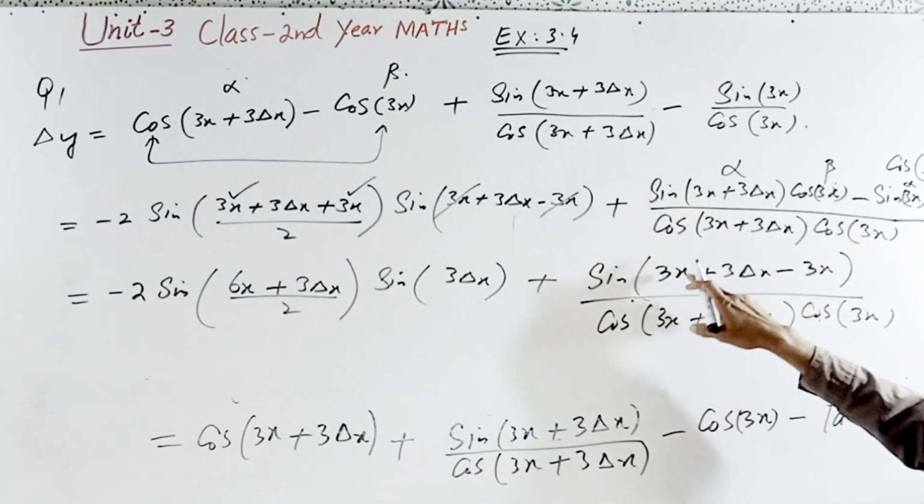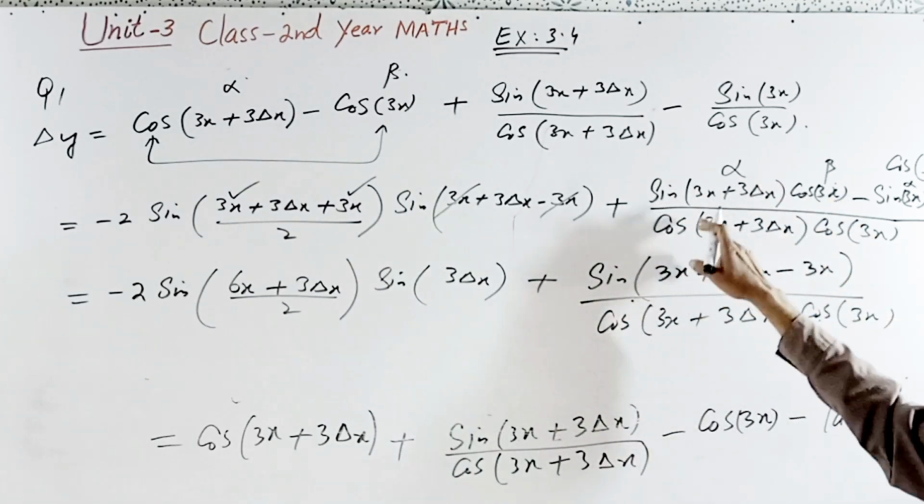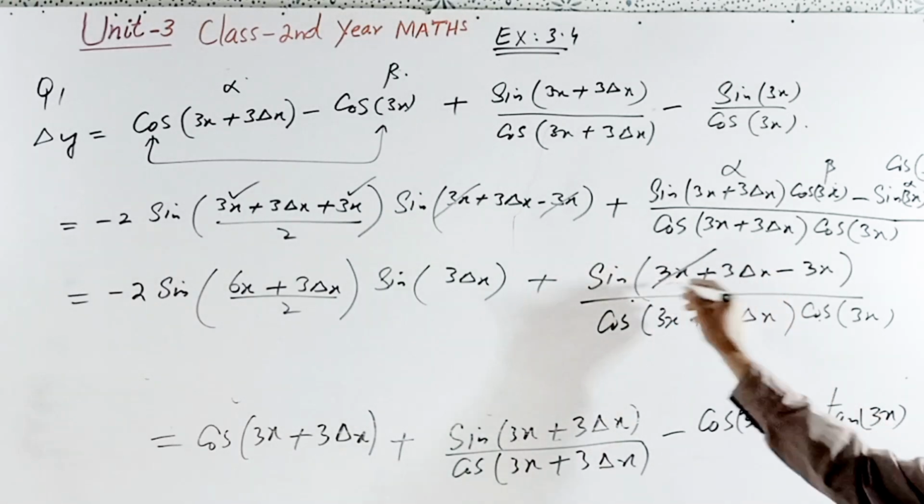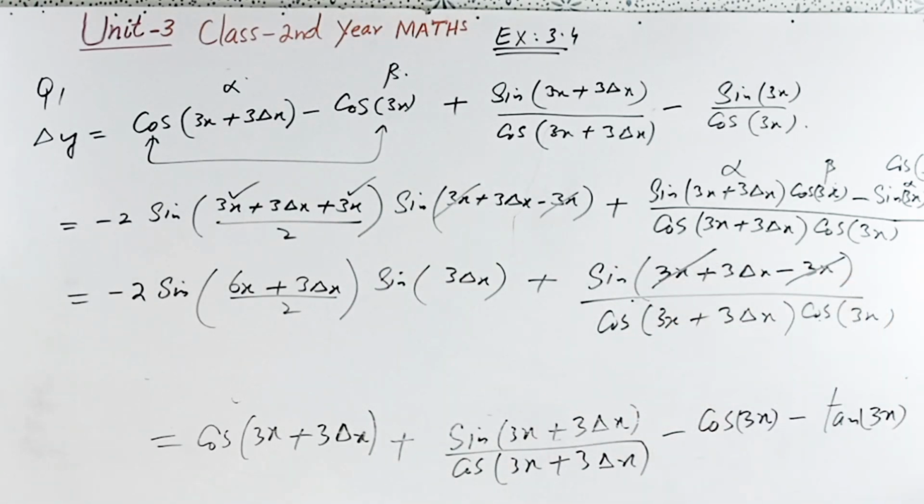Here this is the formula: sine alpha cos beta and cos alpha sin beta. So those cancel each other, and we get the term as that one.